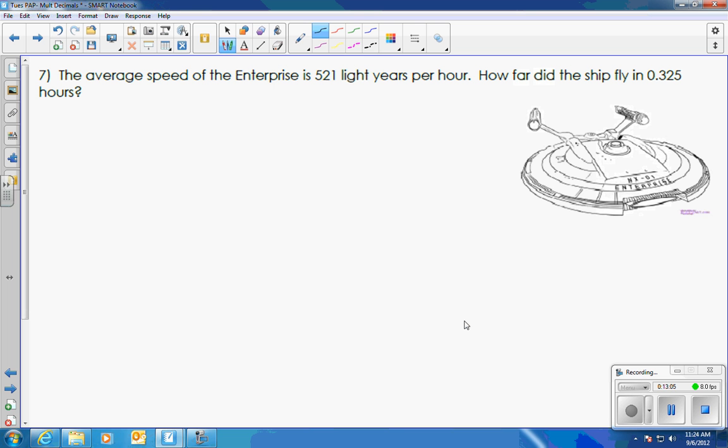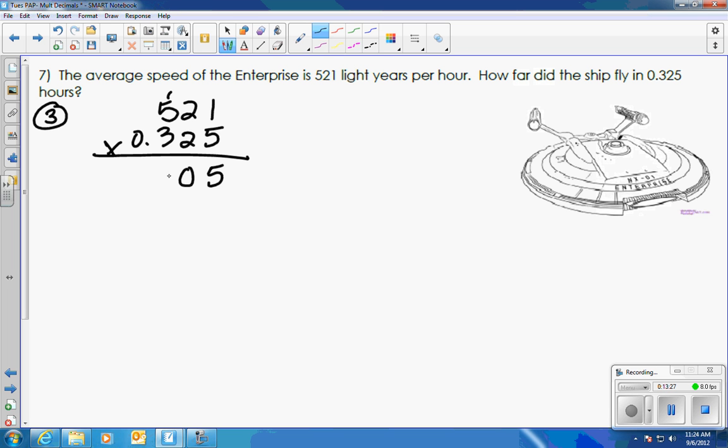The average speed of the Enterprise is 521 light years per hour. How far did it travel in 0.325? I've got 3 decimal places to worry about now. So this is going to be a 5, a 10, carrying my 1, 25, so 26. And I'm done with that row, so I'm going to cross it out and put my placeholder. This is a 2, and a 4, and a 10.